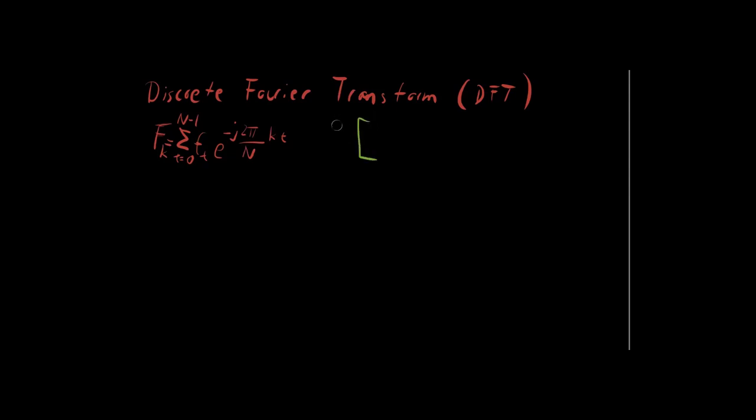We have a vector. This is going to be our f. And our vector is going to have values in it. It's going to have f of 0, f of 1, f of 2, dot, dot, dot, f of n minus 2, and f of n minus 1. So there are n points in our vector, right? Starting at 0. It's important to start at 0 for the math to work out. These are just numbers.